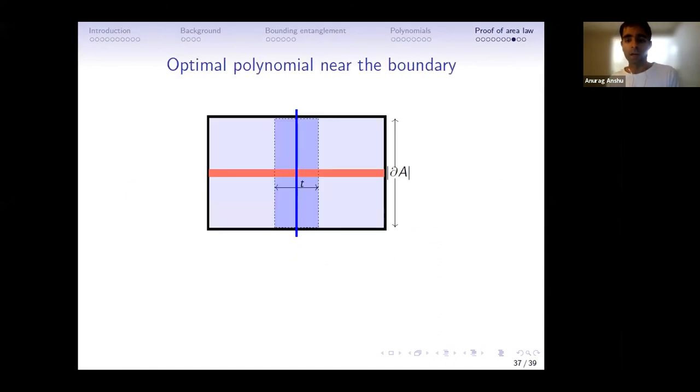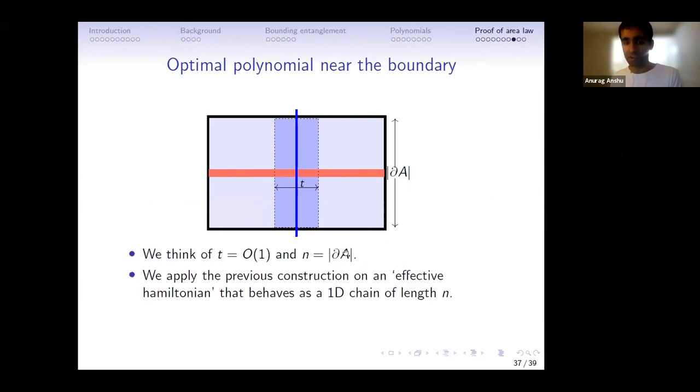So in order to prove the 2D area law, what we do is that we take this region around the cut, this effective region, and we find a way to achieve this construction along this boundary going up. We take T to be roughly a constant, which sort of makes this whole thing essentially a 1D system. If you don't think much about this part, there are ways to do that. And one thinks of N as the boundary, and T is a constant. And we apply the previous construction on this rough 1D chain, and that gives the proof.